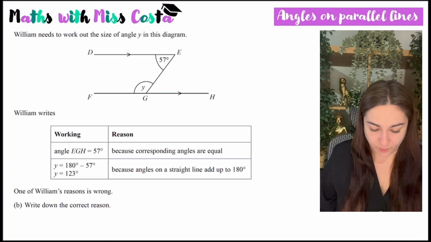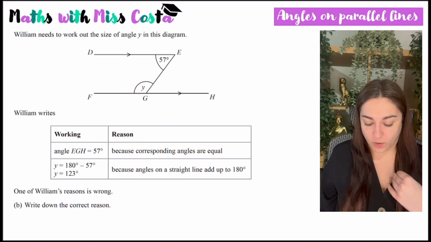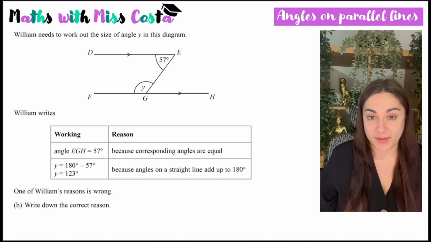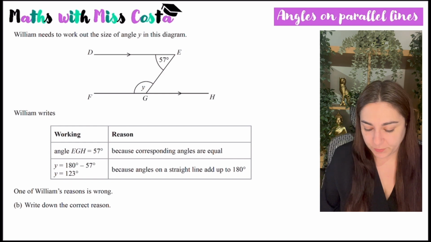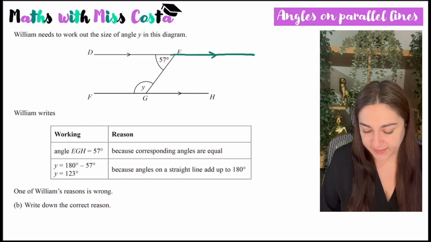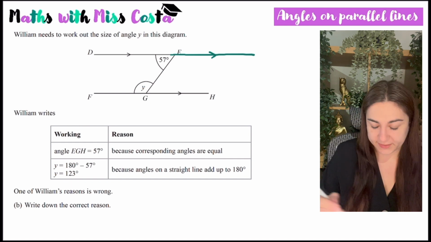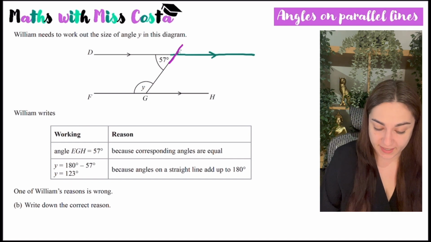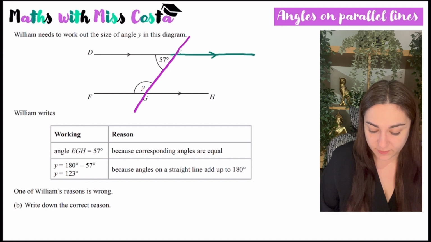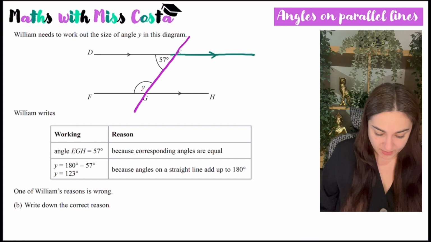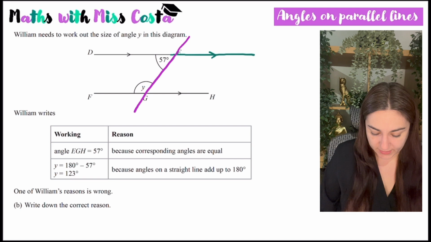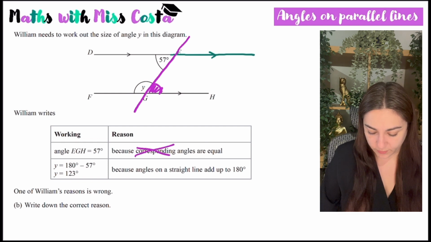Okay, next I'm told that William needs to work out the size of angle Y in this diagram. I know that I've been given parallel lines. So what I can do first of all is just extend this just to make my life a little bit simpler. It might help, it might not, but it helps show the transversal, which is the diagonal over here. Just might make things a little bit easier. So William writes angle EGH. So angle EGH would be this angle here. It's 57 degrees because corresponding angles are equal.